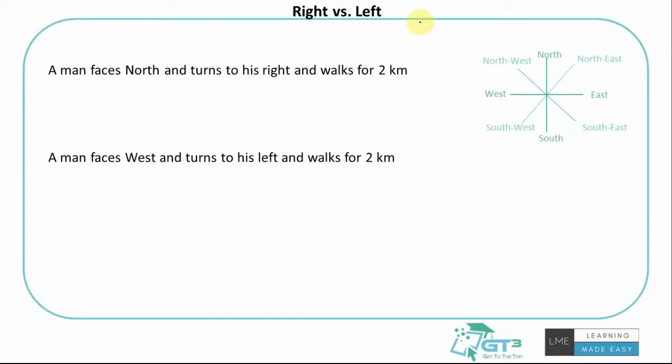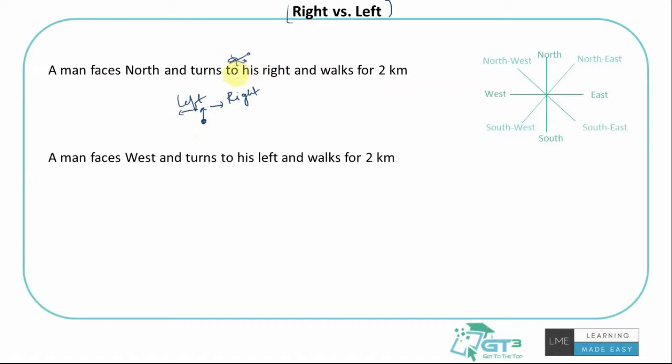So first, we should also understand the reference of right and left. Sometimes we might get a combination of the north-west directions and a person walking to his right, to his left, etc. Let's look at an example. A man faces north and turns to his right and walks for 2 kilometers. So if a person is here, he is facing north, that means he is facing in this direction. To his right, that means this is right. And this is left.